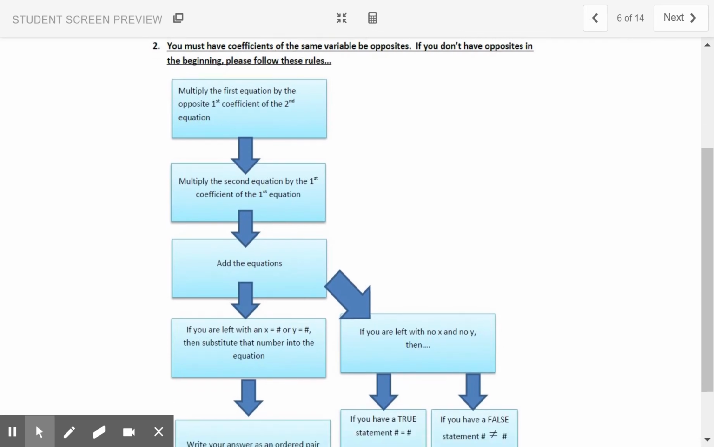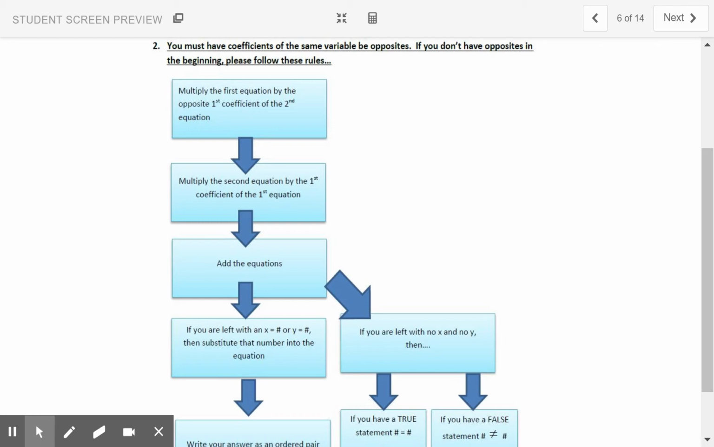So the first step, you want to multiply the first equation by the opposite of the first coefficient of the second equation. And then multiply the second equation by the first coefficient of the first equation. So that part's a little hard. We'll explain it in the next slide. Then you're going to add the two equations together, and then you're going to get a one-step equation.